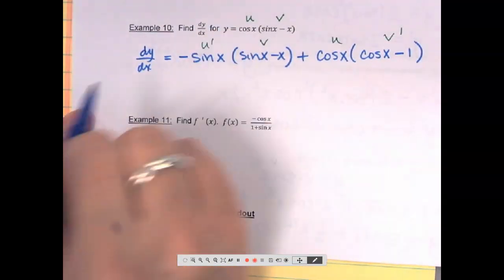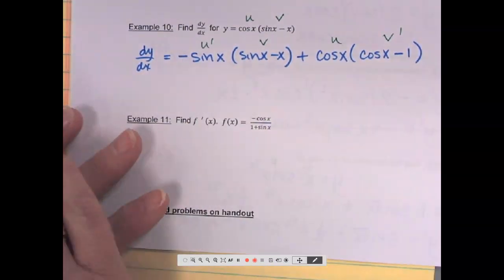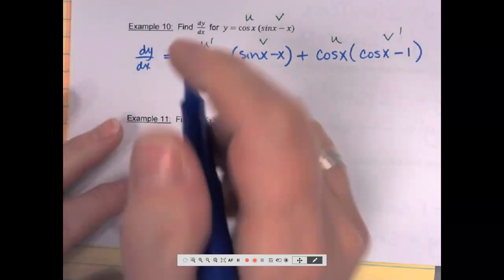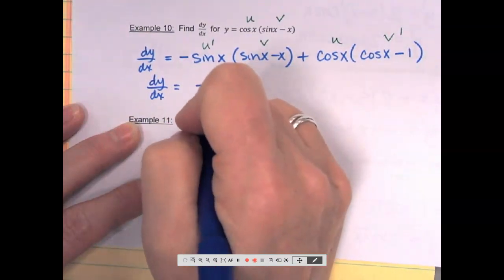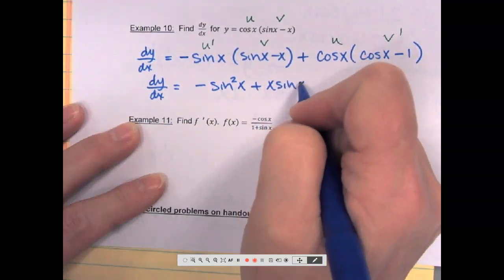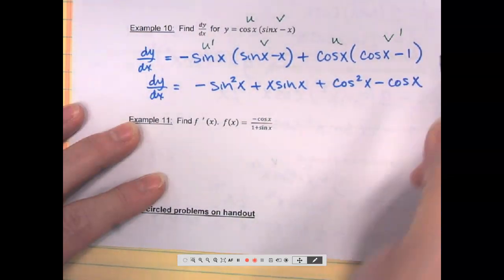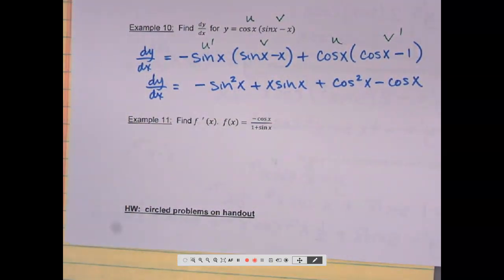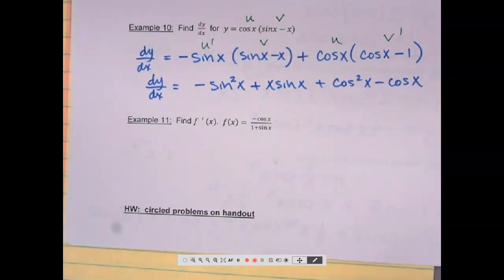So, you just want to leave that one? I don't see anything that will combine. So negative sine squared x plus x sine x plus cosine squared minus cosine. There's no chain rule with this. That was just straight up product rule. I mean, you could say, okay, now take the derivative of the x, but that's just 1.